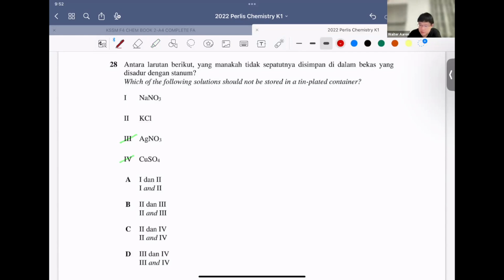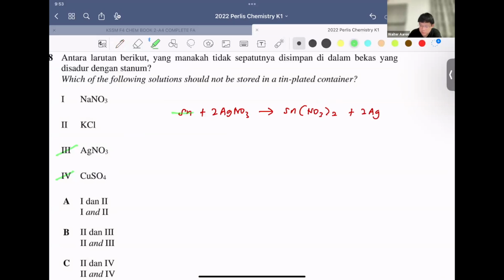The reason why is because tin itself is actually higher in terms of its position in the reactivity series. So if you were to mix tin with silver nitrate, for example, what will happen is that tin itself will dissolve, and it will reduce the silver nitrate into pure silver. So you'll form tin nitrate and then pure silver instead. This means that your tin itself will corrode, and it will spoil the container.